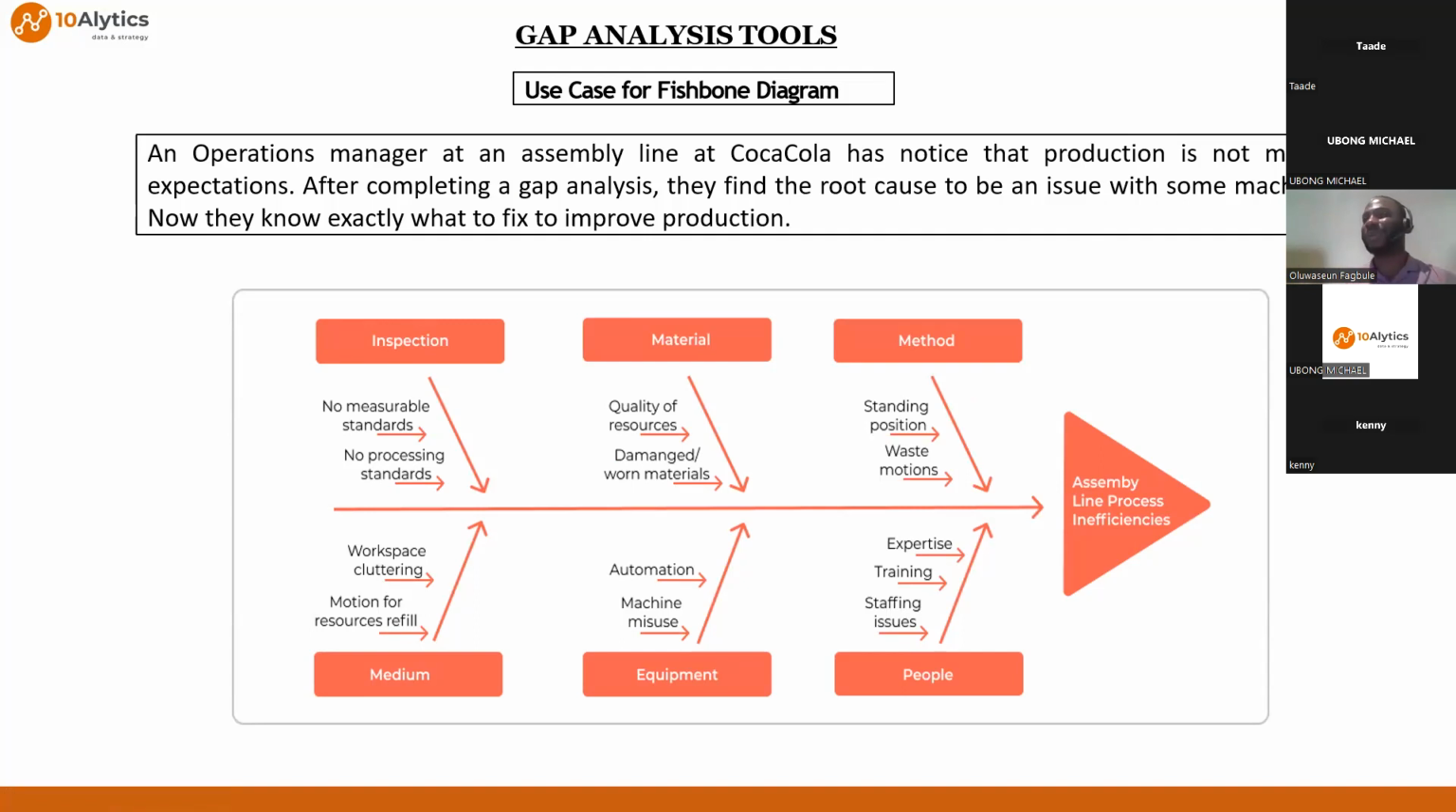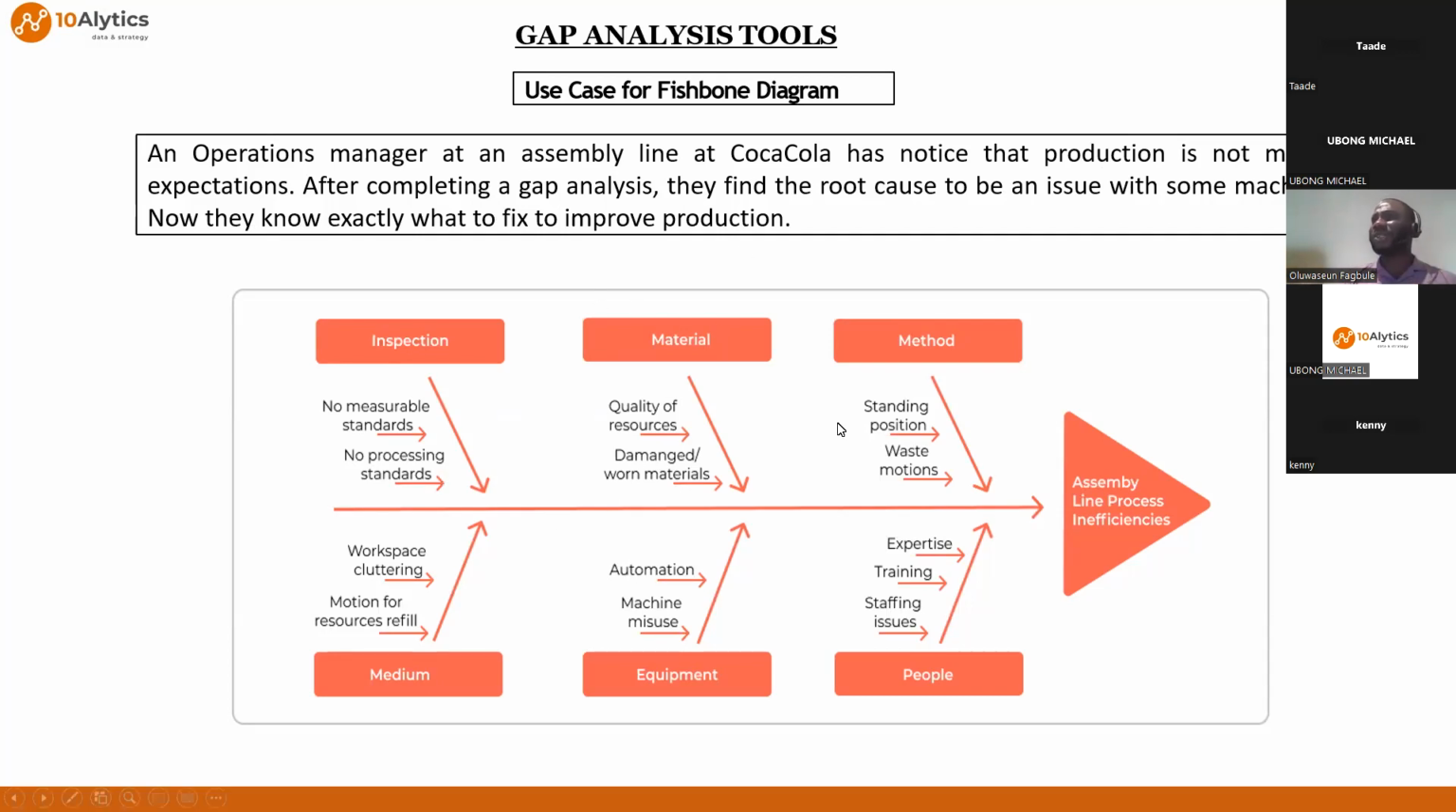Then there's a gap somewhere. Something is wrong somewhere because we've set our goal to produce 10,000 cartons of Coca-Cola, right? But we are only able to produce 7,000. We're not meeting our goals. We're not meeting our potential, right? Our performance is not up to par, right? So we need to perform gap analysis and understand why that's happening. So after performing a gap analysis, they find the root cause to be an issue with some machinery. Right now, they know exactly what to fix to improve production.